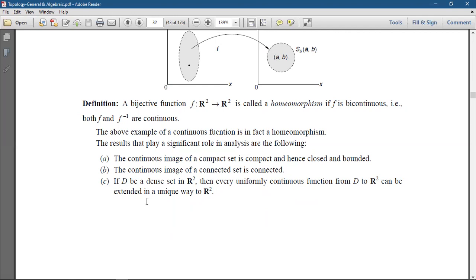If D is a dense set in R square, then every uniformly continuous function from D to R square can be extended in a unique way to R square. This is the finish of topology on R and R square. Now in your next class I will cover matrix space and see some properties of topology in matrix space.